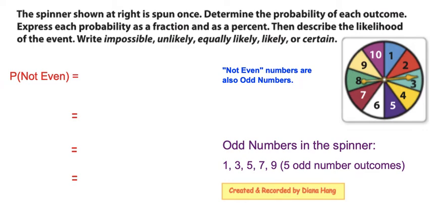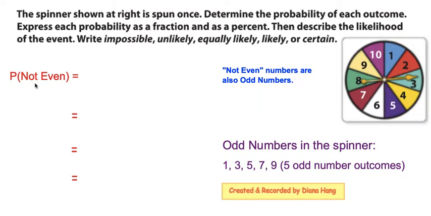In this video tutorial, we're going to discuss another example of finding the probability of simple events. So here we have a spinner, and we need to determine the probability of the outcome. And what we want is the probability of spinning the spinner, but not getting an even number. That probability will be expressed as a fraction and a percentage, and then we will discuss the likelihood.